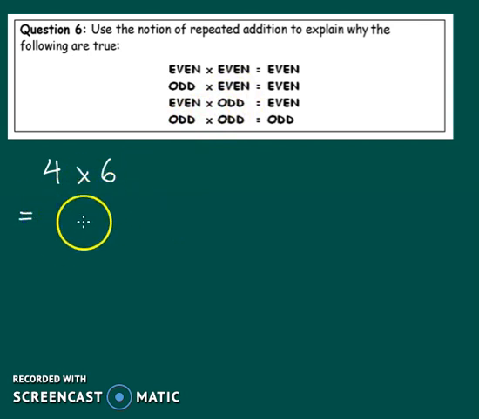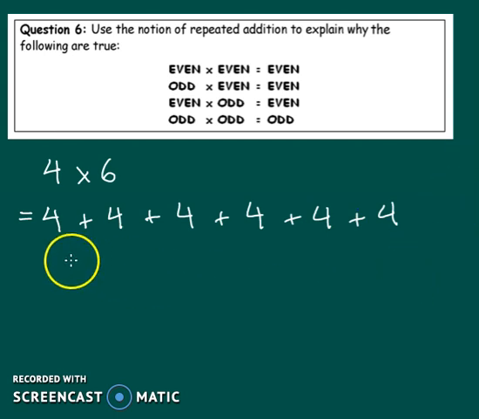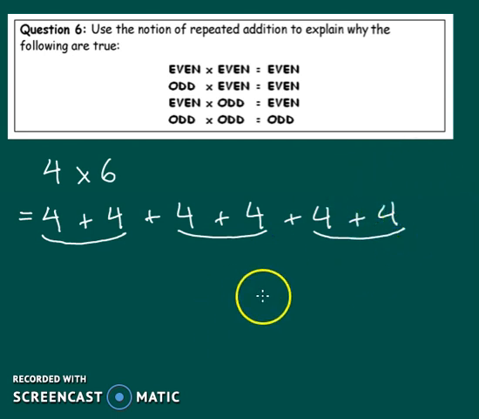It means that we're adding 4 6's together. So it's the same thing as saying 4 plus 4 plus 4 plus 4 plus 4 plus 4. So we have 6 fours in total. So because we have an even number of fours, we can group them into pairs. And anytime we have pairs, we know that we're going to have an even number.